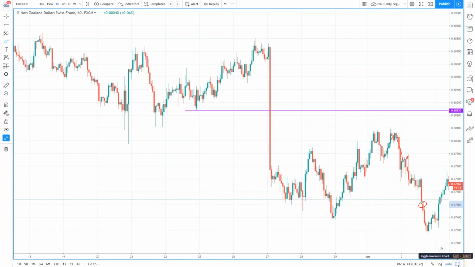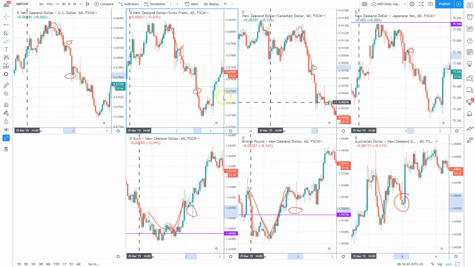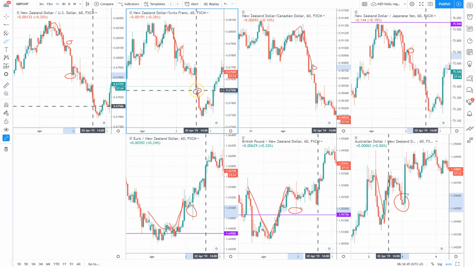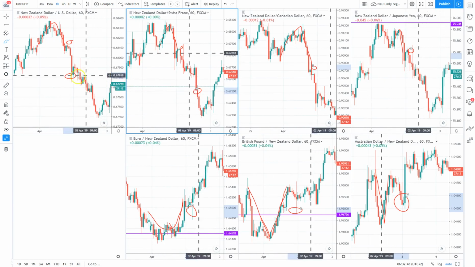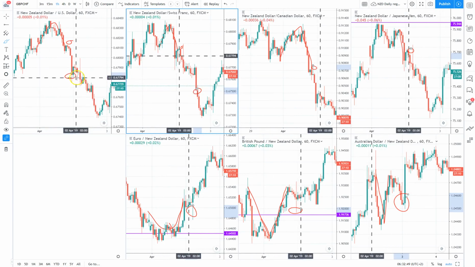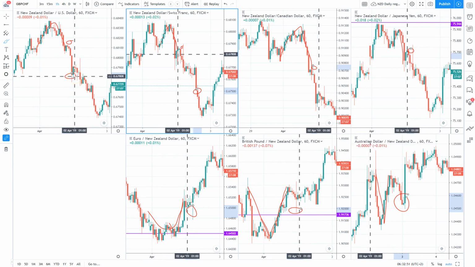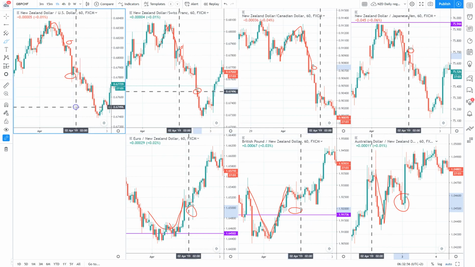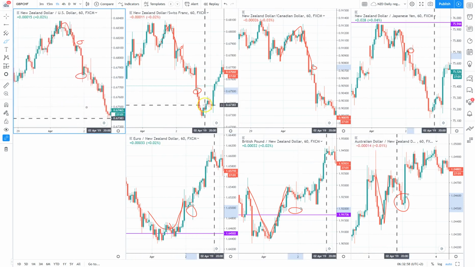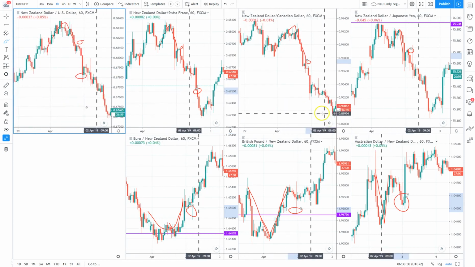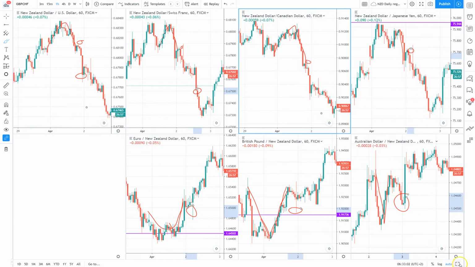Okay, so that's this one. Does that exit line up? Well, it's a little bit later actually than New Zealand USD. New Zealand USD, the exit was a lot earlier. It's in fact before New Zealand Swiss franc even plays out. That's interesting. Okay, let's see what we have on exits here.